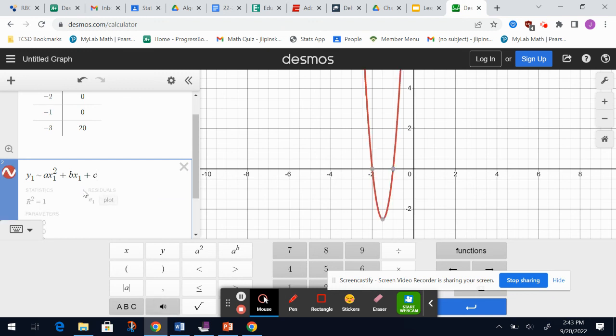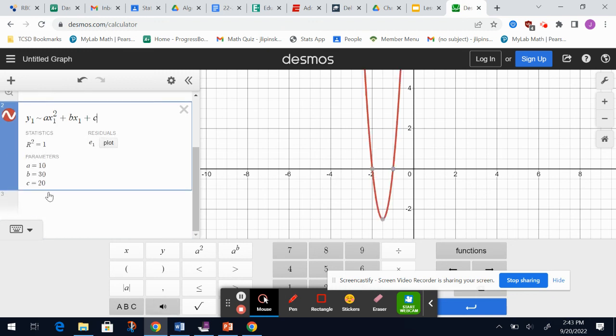And here is my parabola. A is 10, B is 30, C is 20. So I would say 10x squared plus 30x plus 20. That has those parameters right there.